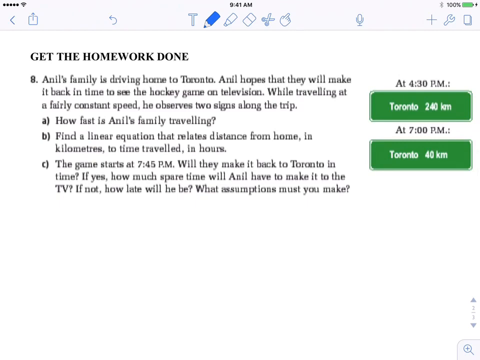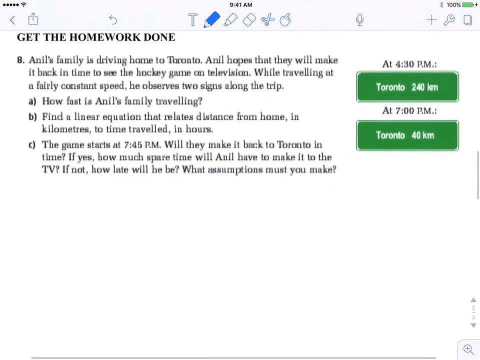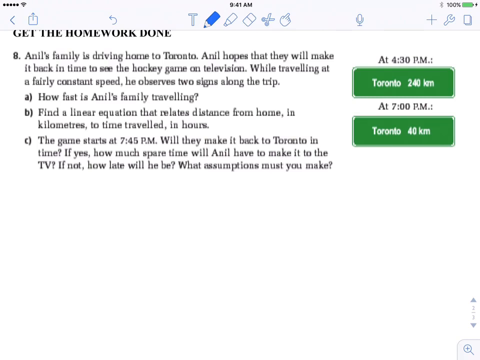For this question here, Anil's family is driving home to Toronto. Anil hopes that they will make it back in time to see the hockey game on television. While traveling at a fairly constant speed, that's important that we have the word constant there. That means they're traveling consistently, so that would be a linear relationship or a straight line. He observes two signs along the trip. So keep in mind, this is the first one he sees when leaving home, and then at 4:30, and then at 7 o'clock he sees this sign. How fast is Anil's family traveling?